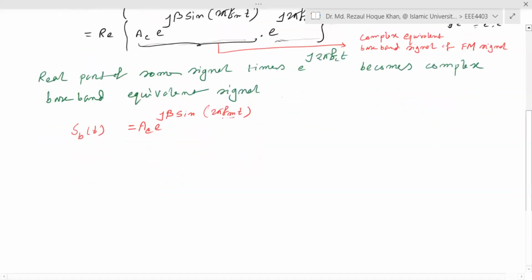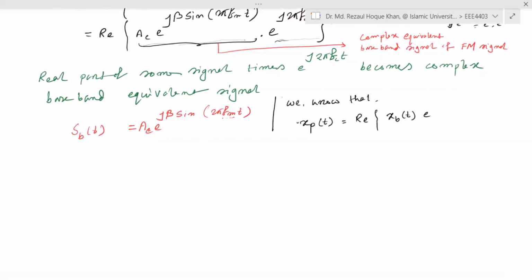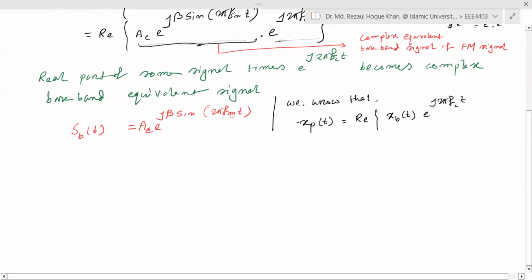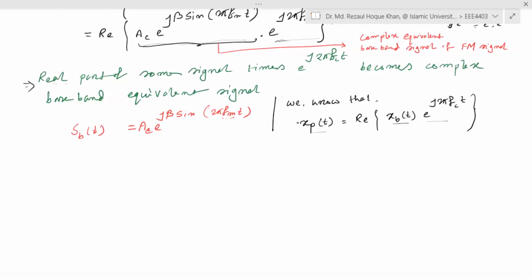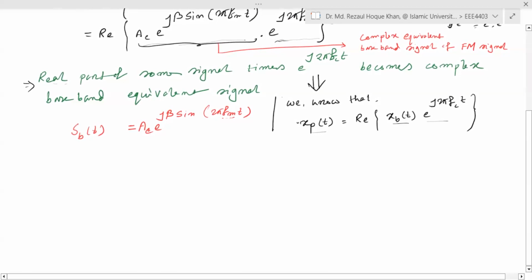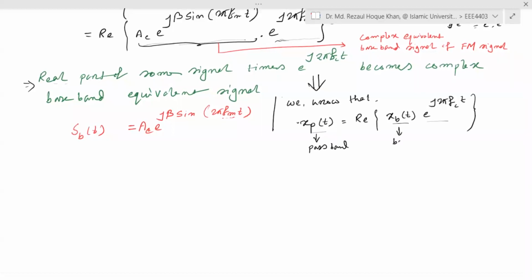We know that we can write the passband signal x_p(t), and we can express it by x_b(t) e to the power j 2 pi fc t. That is whatever we mentioned there: the real part of some signal times e to the power j 2 pi fc t makes it a complex baseband signal. This is the equivalent equation for that statement. So this is our passband signal, and this is the baseband.